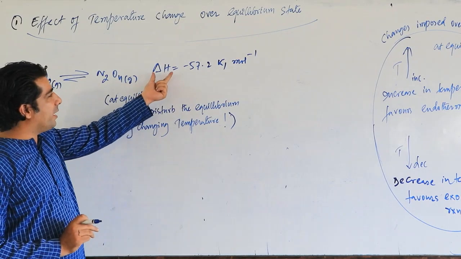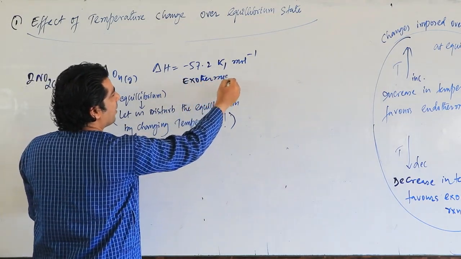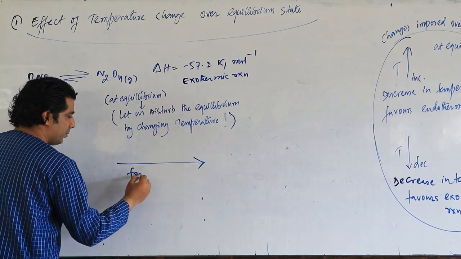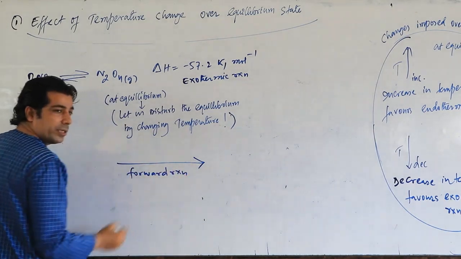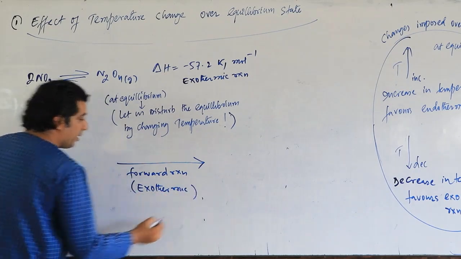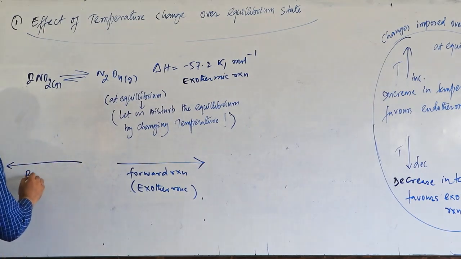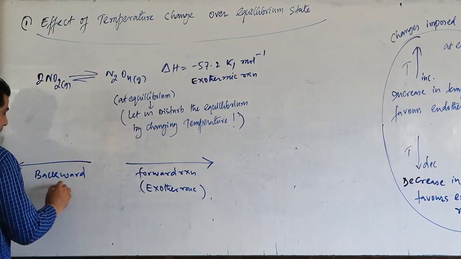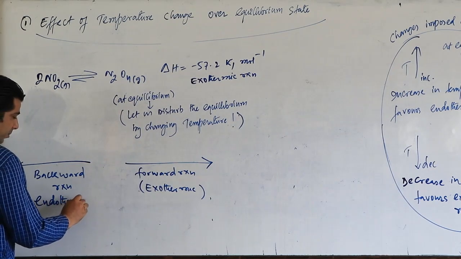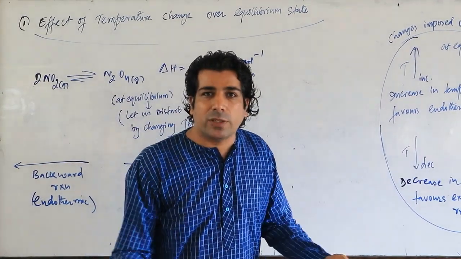You know that the forward reaction is exothermic, minus is here. So I can write down two things now. We have here the forward reaction, and our forward reaction is exothermic. Remember always, when the forward reaction is exothermic, obviously the backward reaction will be endothermic. If the forward reaction is endothermic, then the backward reaction will be exothermic, no problem at all.